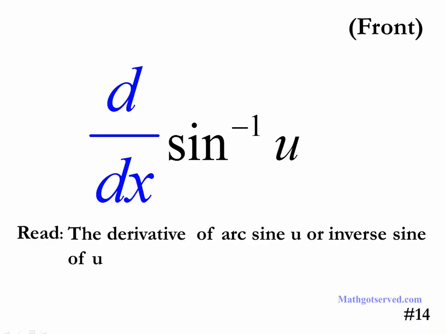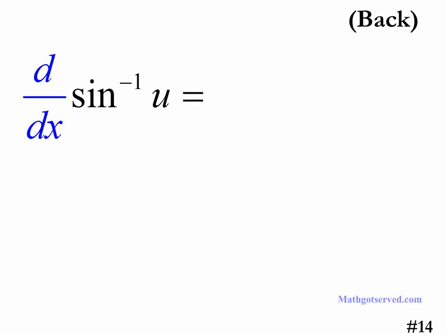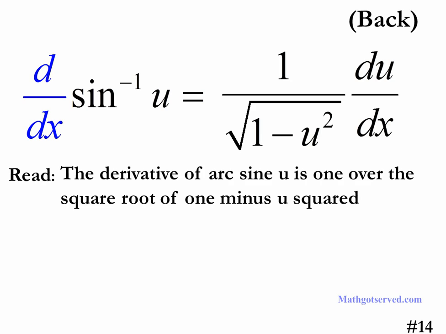Alright, let's take a look at formula number 14. It reads: the derivative of the arcsine, or the inverse sine of u, is 1 over the square root of 1 minus u squared, times du dx. Remember, du dx is a consequence of the chain rule.